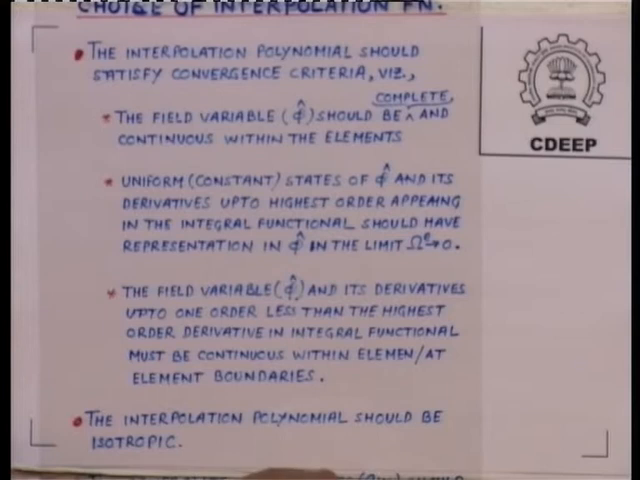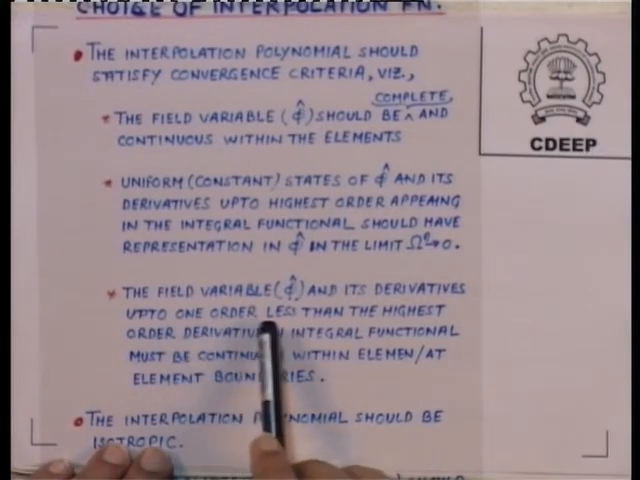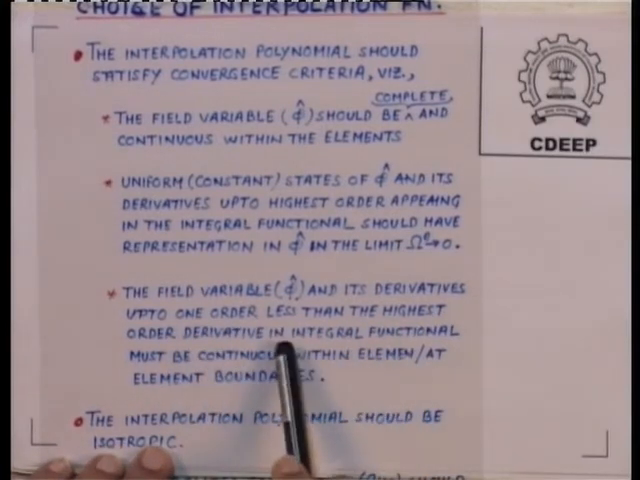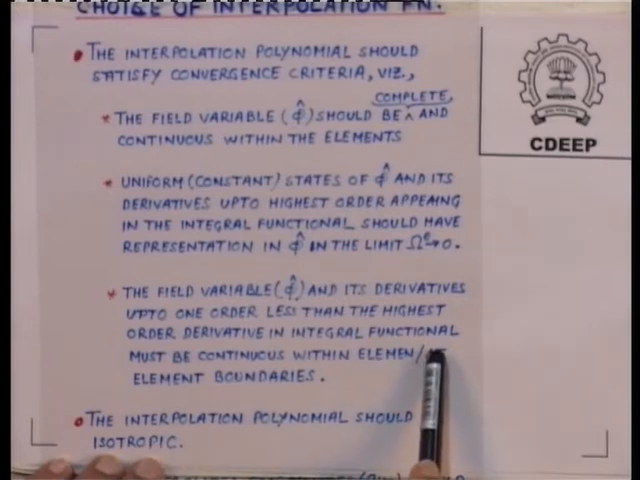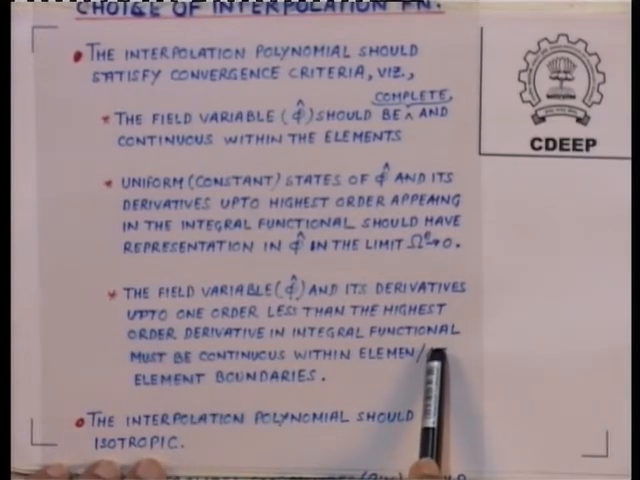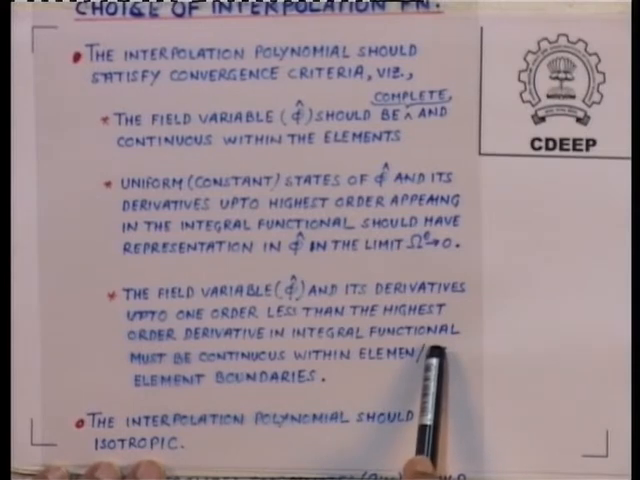I will tell you when we discuss it later. I don't want to discuss it now. I just want to go through, because I want to cover something, and I will take it up a little later. Then the next one is the field variable, that means u, v, w, r, phi, temperature. The derivative up to one order less than the highest derivative in the integral functional.